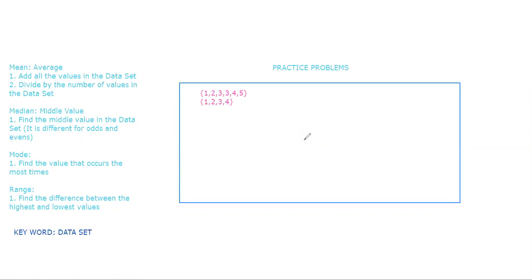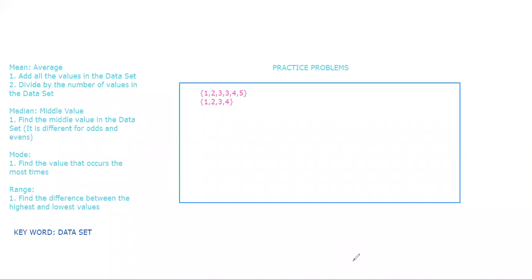Today's topic is, drumroll please, mean, median, mode, and range. As you can see, I have already written down all the steps for finding the mean, median, mode, and range, and our keyword for the day, including this box where we will perform our practice problems.